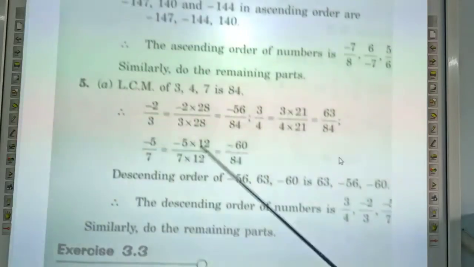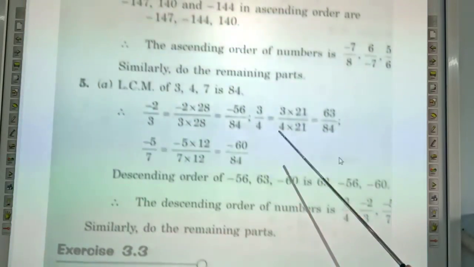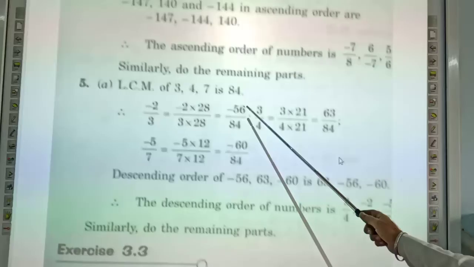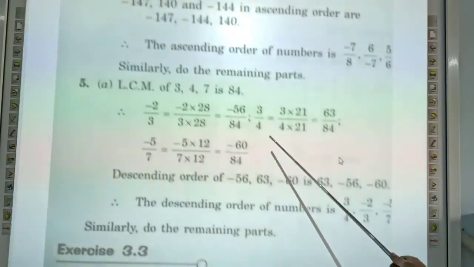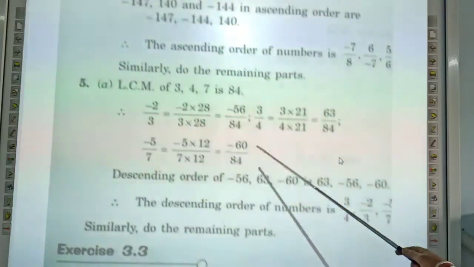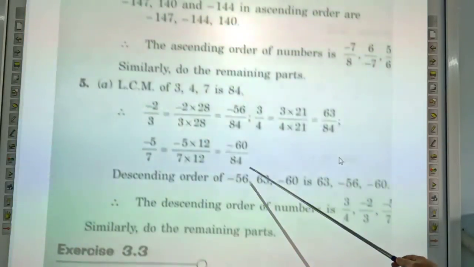upon 84. Now we have to arrange them in descending order. So first we have to arrange their numerators in order. The numerators are minus 56, 63 and minus 60. The smallest is minus 60. So first you will write minus 60 upon 84, and then minus 56 upon 84, and at last 63 upon 84. And after that you will replace them with their given rational numbers. In place of minus 60 upon 84.